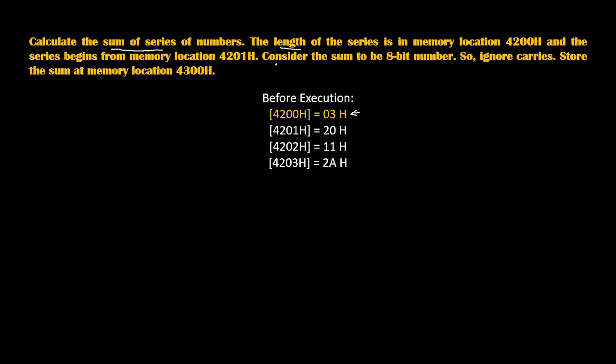Then the program says to consider the sum to be an 8-bit number, so ignore the carry. Our answer is going to be 8-bit only, meaning a 2-digit hexadecimal number, and we store the sum at memory location 4300H. So let's perform the addition first. A plus 1 becomes B, 2 plus 1 is 3, and 3 plus 2 is 5. So our expected answer is 5B. It is an 8-bit number, and after execution we expect 4300H to become 5BH.